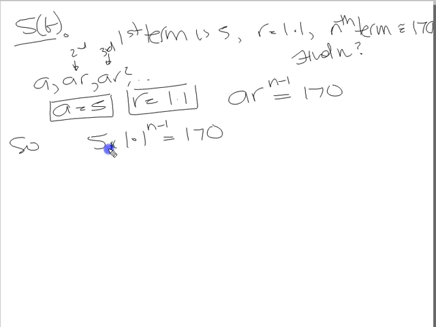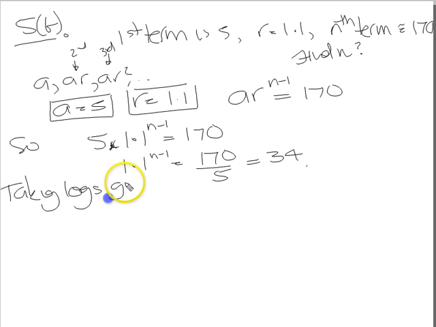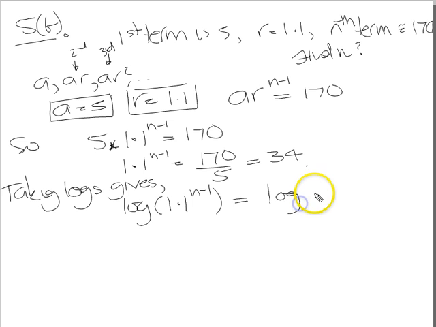Okay, so divide by 5 both sides. 1.1 to the n minus 1 equals 170 over 5. Tap that in the calculator if you need to, you get 34. Now to get this down to ground level, we'll take logs both sides. Take in logs then. I'm talking about natural logarithms here. So the natural logarithm of the left equals the natural logarithm of the right.